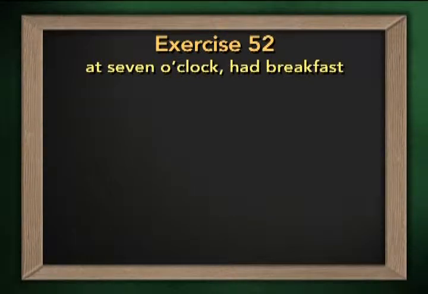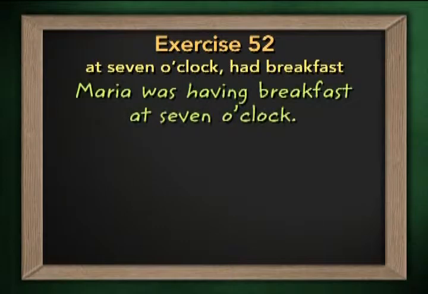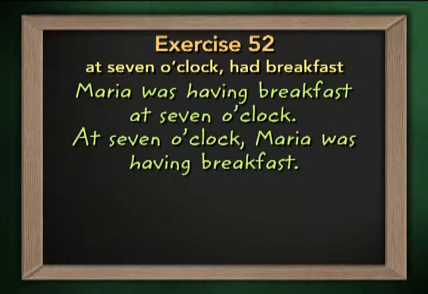All right, let's go to the exercise and we'll continue working on this past continuous tense. You'll see a list of activities and the times that Maria did these activities yesterday. Your job, write the sentences with past continuous tense verbs. All right? So, for example, you'll see at 7 o'clock had breakfast. And you'll write, Maria was having breakfast at 7 o'clock. Or, at 7 o'clock, Maria was having breakfast. Both are good.